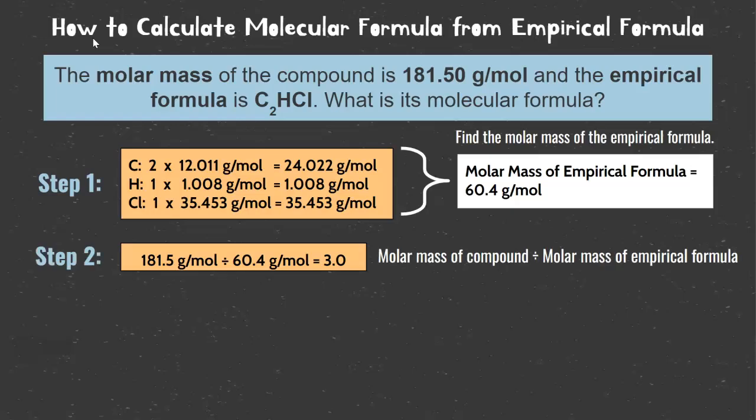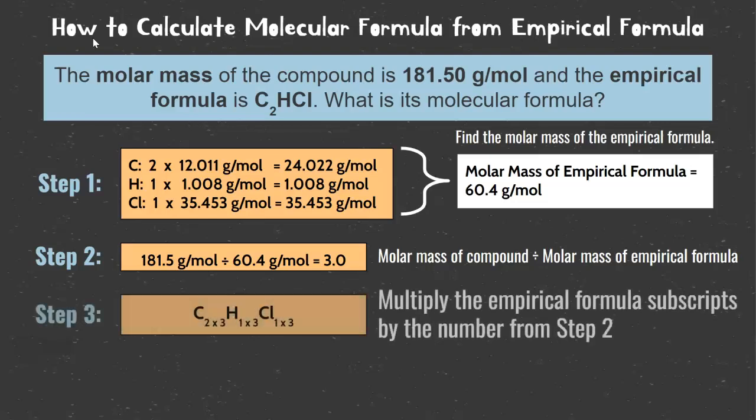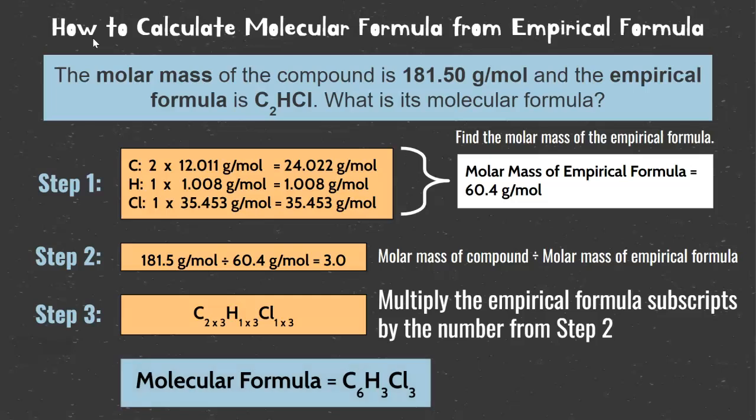Step 2, you take the molar mass of the molecular formula, so that was the 181.5 grams per mole, and you divide by the molar mass of the empirical formula, so 60.4 grams per mole, and in this case we get 3. And you use that number as your multiplier. So you take all of the subscripts from the empirical formula and you multiply it by your multiplier. In this case, we're multiplying all of the numbers by 3, and we get our molecular formula, which is C6H3Cl3.